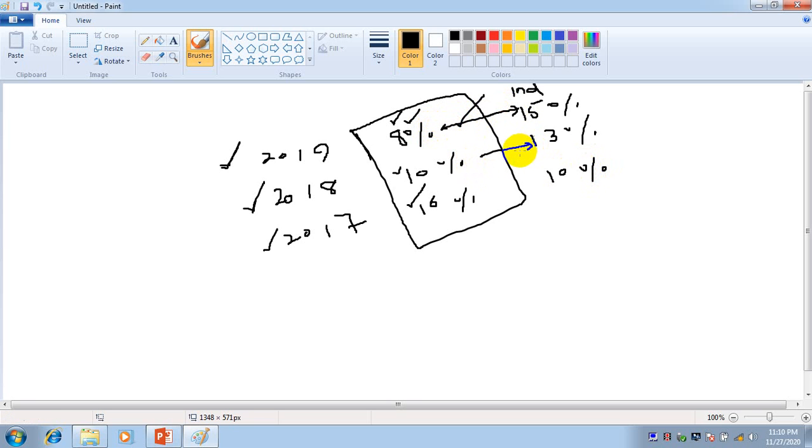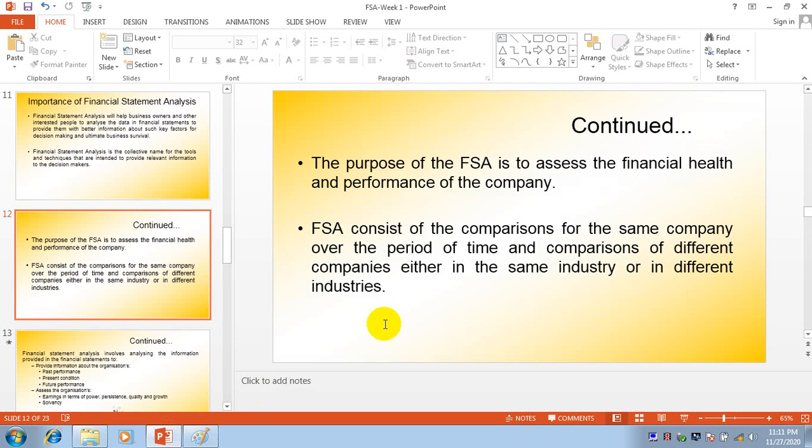So one is internal analysis and the other one is external analysis. In internal analysis, you are comparing your present performance with your past performance. In external analysis, you are comparing your present performance with other industries or the industry averages. So here we perform this thing. This is basically comparison.